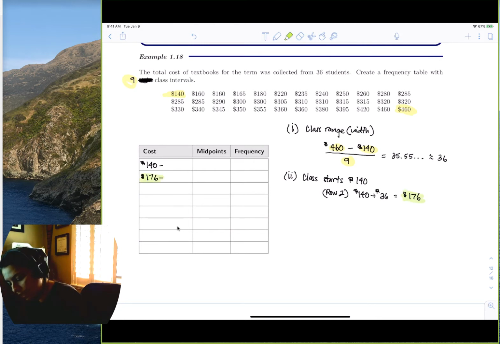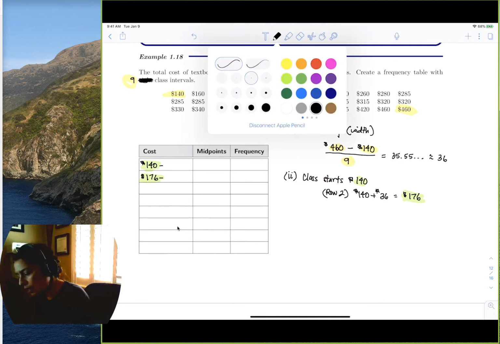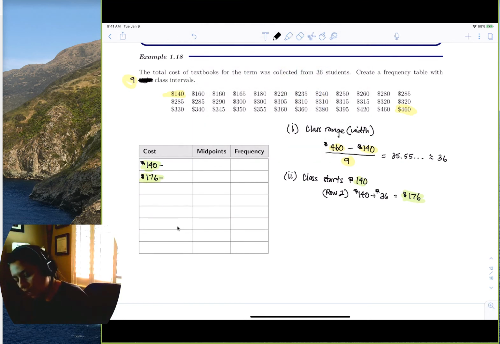And then 36 thereafter. Okay, so because the data is all given to us in whole dollars, that means I can just go ahead and keep everything in whole dollars. I'm not rounding anything yet in the calculator for my class ranges, so everything will just be in dollars. So the upper limit in the first row, if the lower limit in the second row is 176, if I keep everything in whole dollars, then that spot here will be 175.